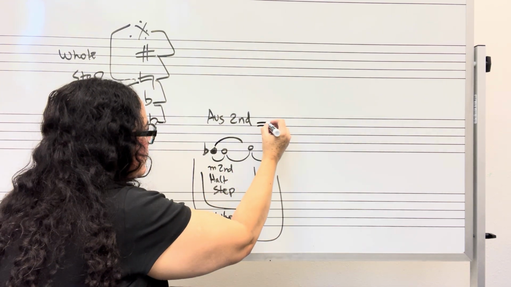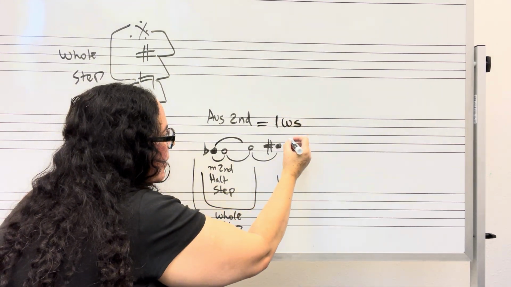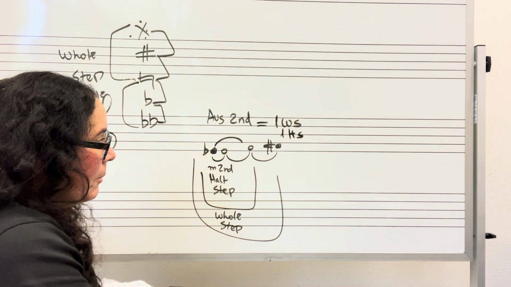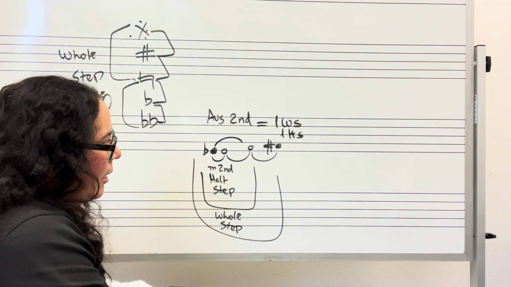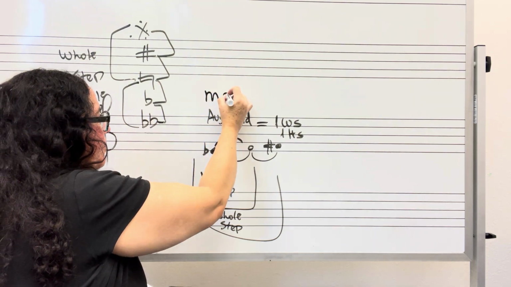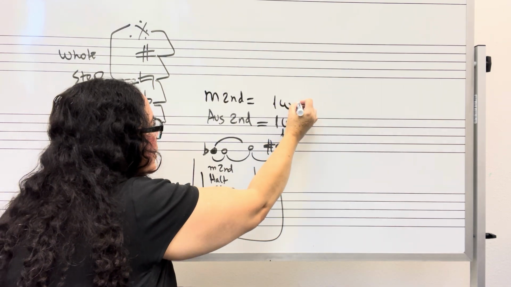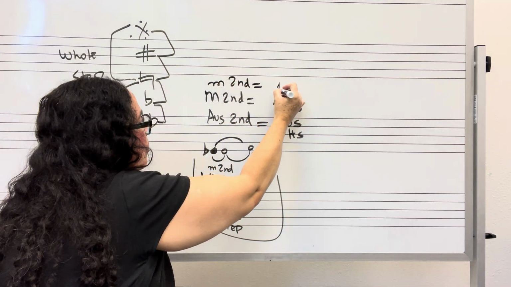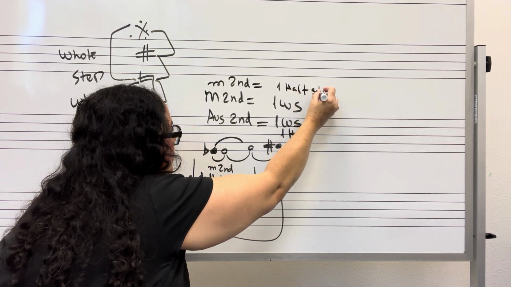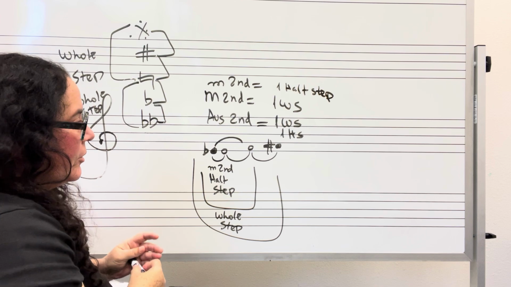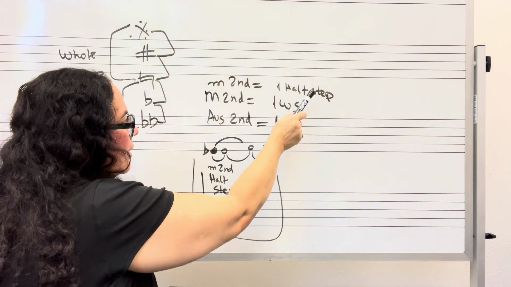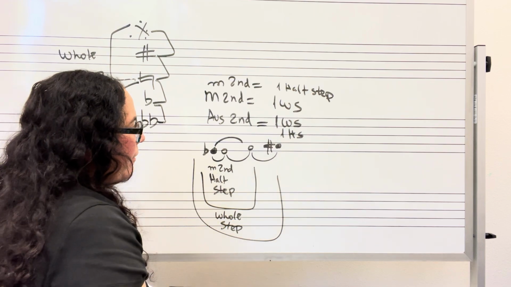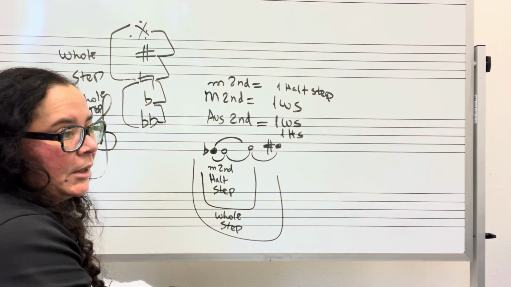I'm going to put whole step WS plus one half step HS, just for now. So augmented second is one whole step plus one half step. Major second is one whole step. Minor second is one half step. So you go step by step. One step, two half steps, major second. 2.5 is augmented. What about diminished?